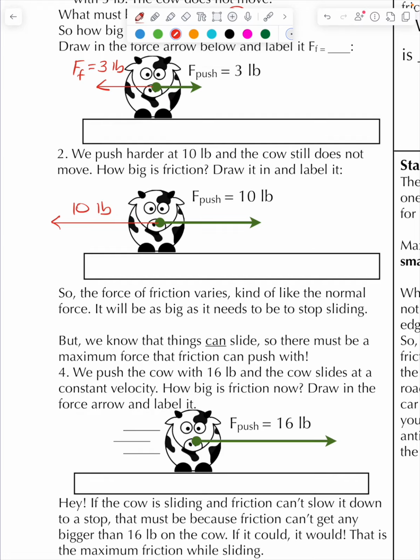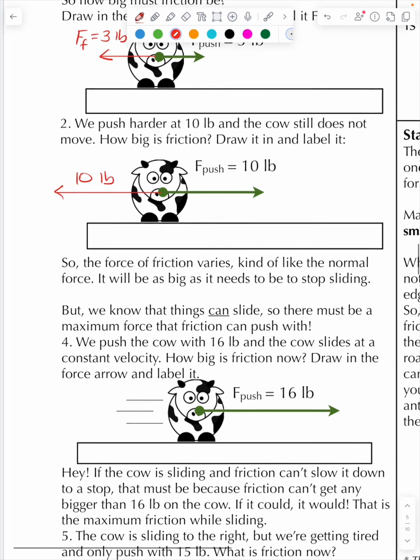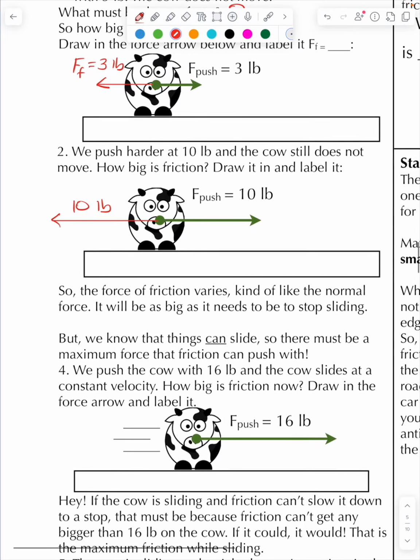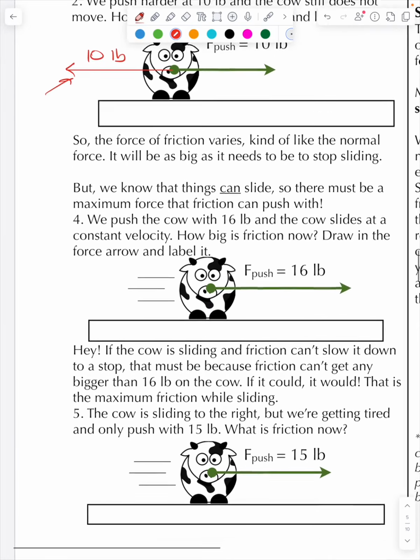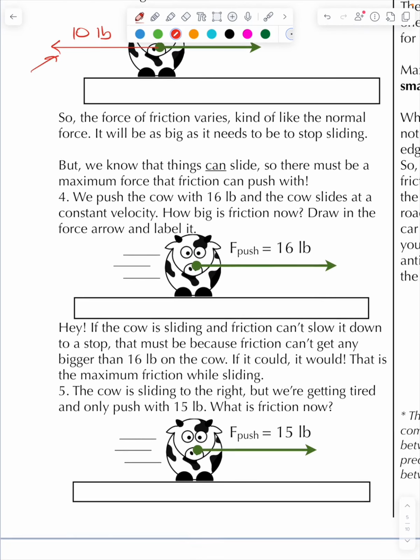So that's the big thing about what we call static friction. Static friction is friction when the object is not moving. Static friction can grow to match your push. It's variable. If you push harder, it gets bigger and bigger. But there's a maximum that it can achieve. Just reviewing, notice how the static friction force grew from 3 to 10. And maybe if I push with 12 pounds, friction will be 12 pounds to match me, and so on. But it can only reach a maximum. At some point, you overcome friction and you can get that cow to slide along the surface.